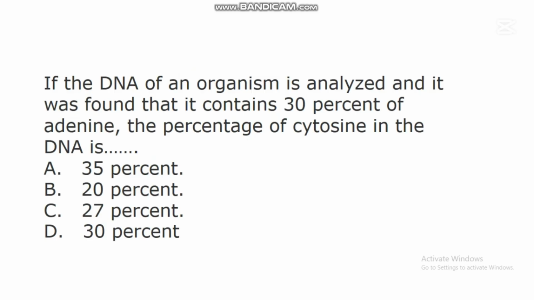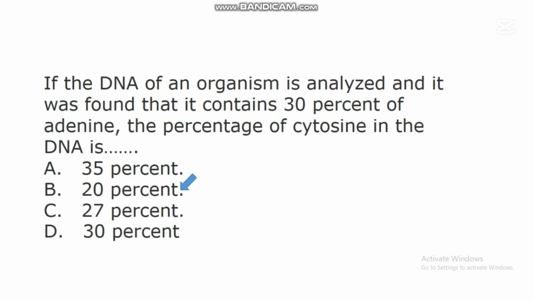The next question says, if the DNA of an organism is analyzed and it was found that it contains 30% of adenine, the percentage of cytosine in the DNA is dash. A. 35%. B. 20%. C. 27%. D. 30%. In this question, the correct answer is B.